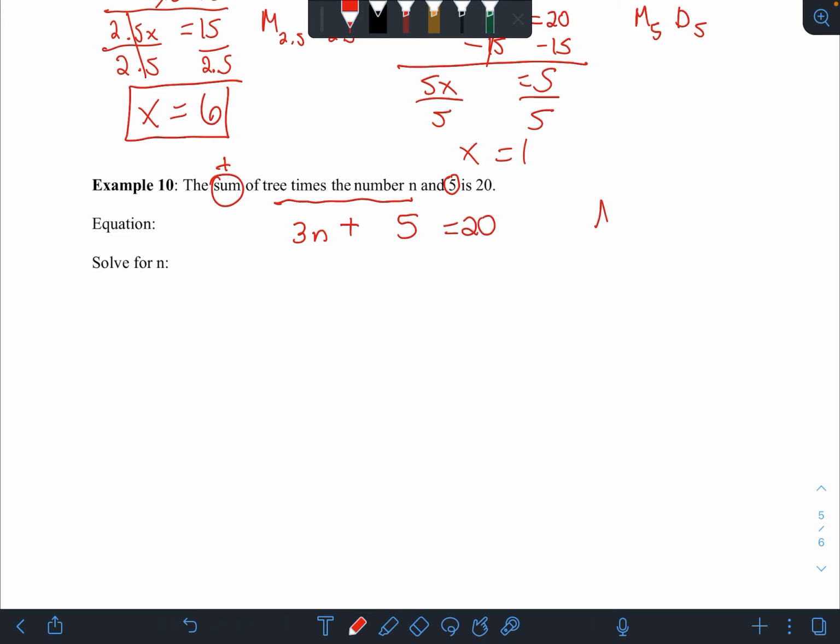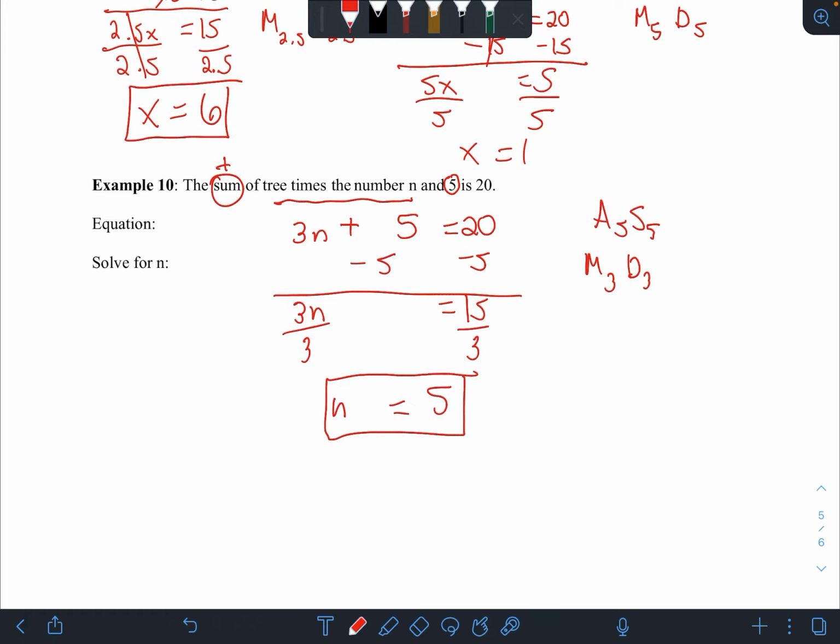Look at the steps here again. We added 5, so let's subtract 5. We multiplied by 3, so let's divide by 3. Let's do it. Minus 5, minus 5. 3n is equal to 15. Divide by 3, divide by 3. n ends up equaling 5.